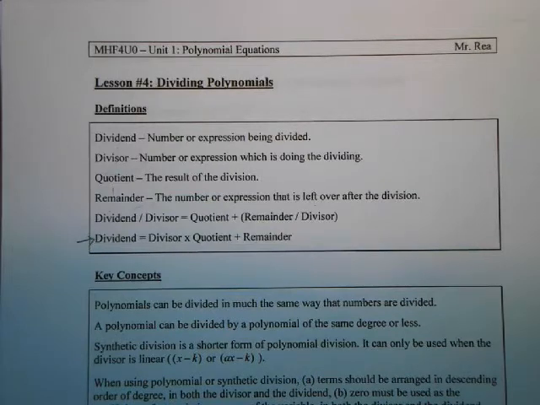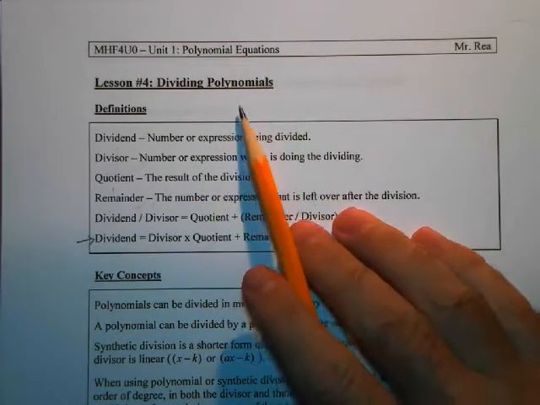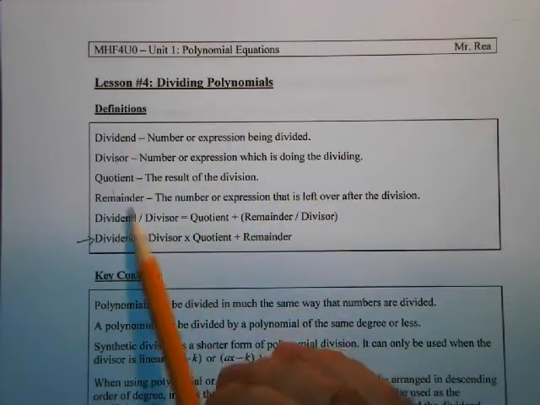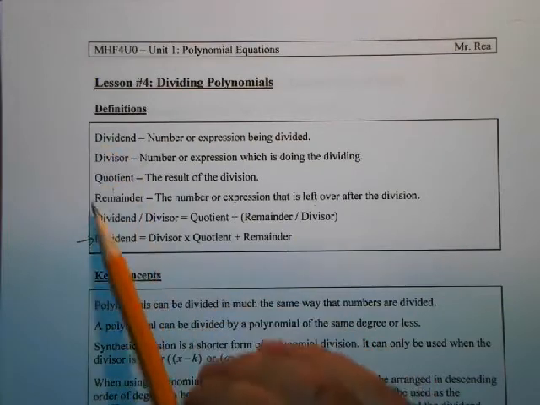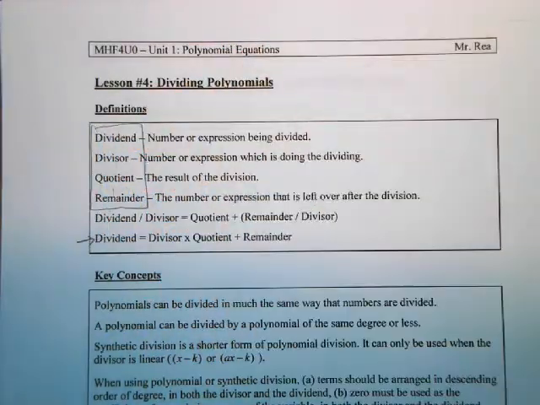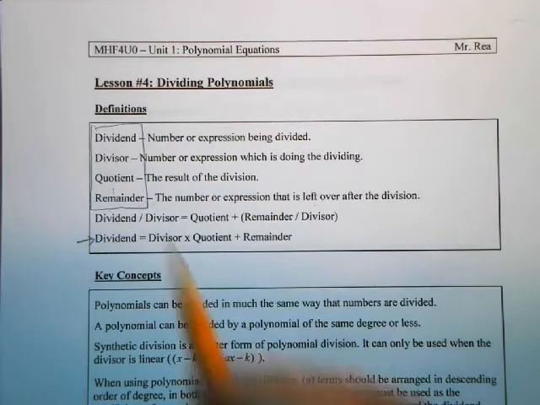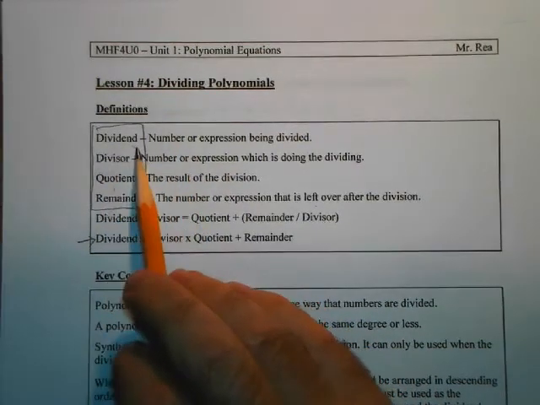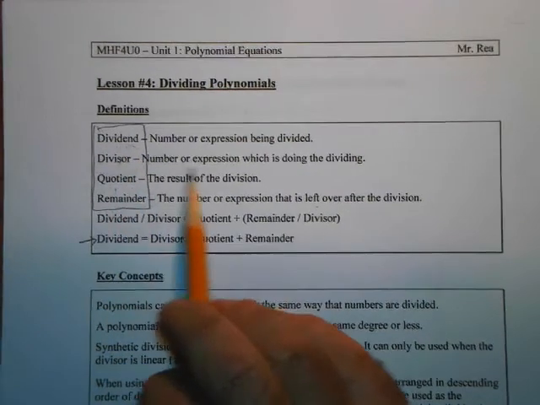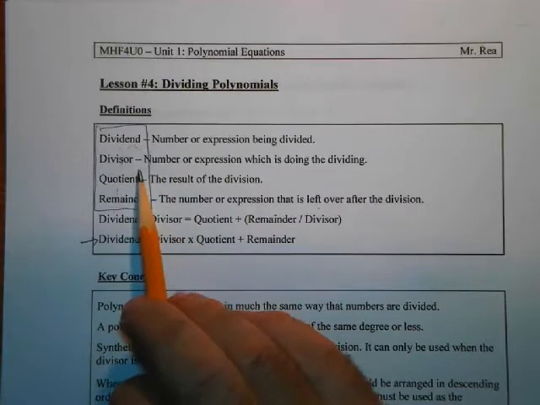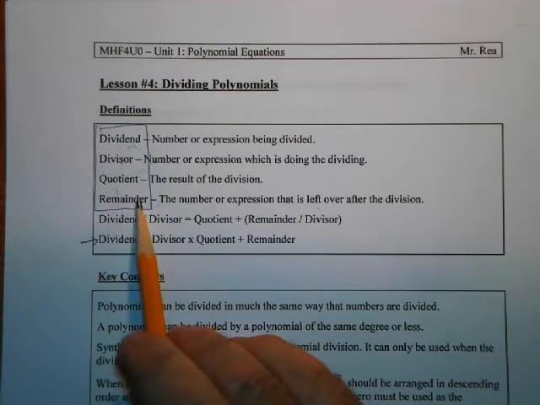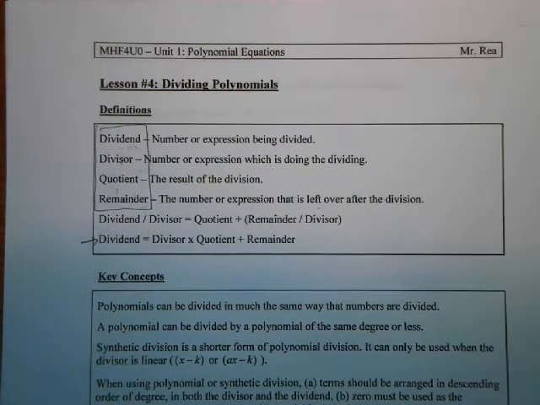So what we're doing today is, like I said, dividing polynomials. The first thing we're going to look at is some terminology and definitions. Every time you do a division, you have the dividend, which is the original thing you're dividing. The divisor is what you're dividing by, and the result is the quotient. If you have anything left over that didn't evenly go in, that's the remainder.